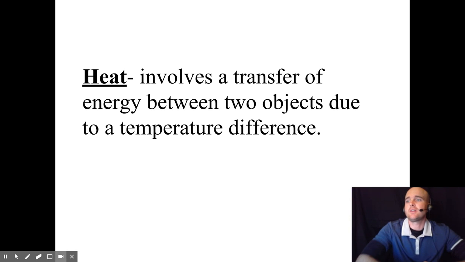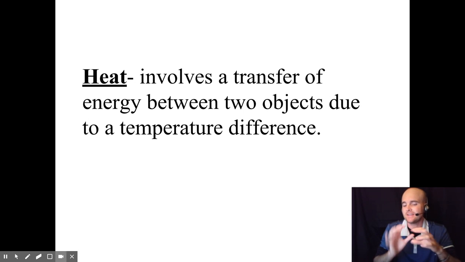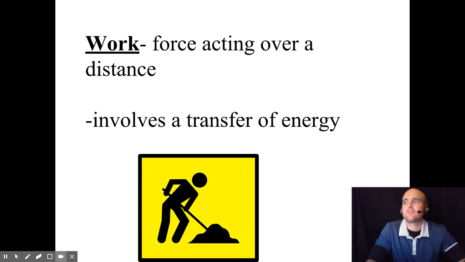Heat involves the transfer of energy between two objects due to the temperature difference. So heat is the transfer of energy. Heat is really just involving transfer. That's an important distinction to make, the difference between heat and energy. Those are two very different things. Work is defined as a force acting over a distance, and it involves the transfer of energy.